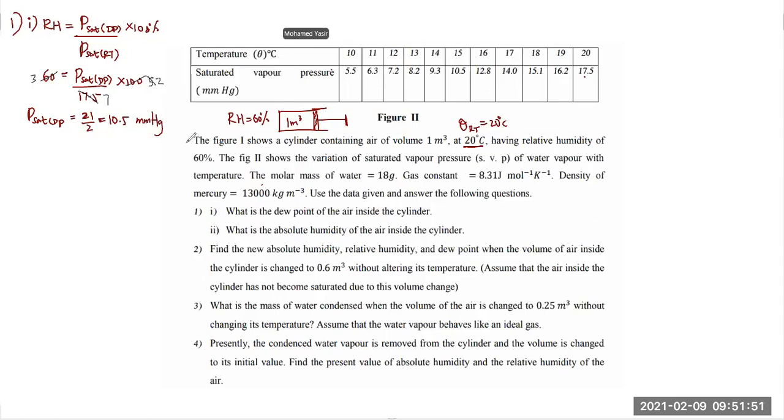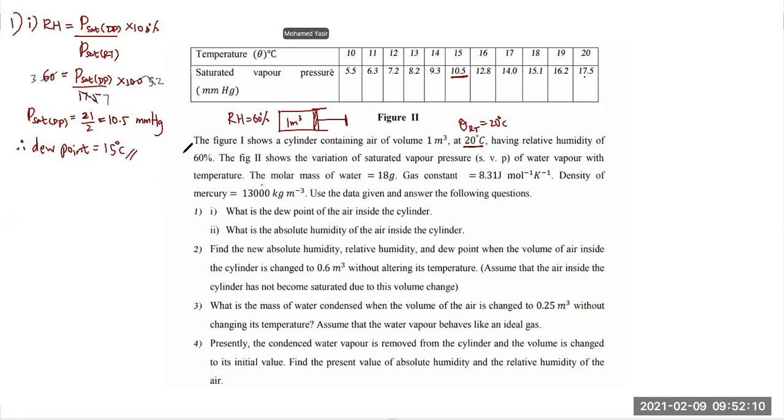10.5 millimeter mercury. You can see 10.5 millimeter mercury is this. Therefore, I can say the dew point is going to be equal, from the chart you can find the dew point. How much is that? That is going to be 15 degrees Celsius.